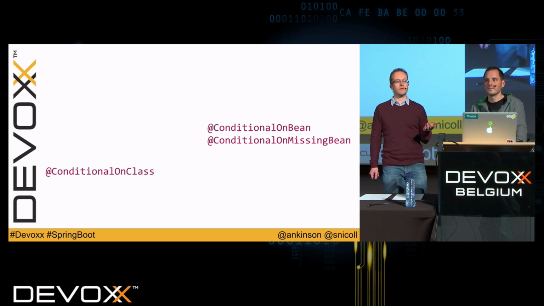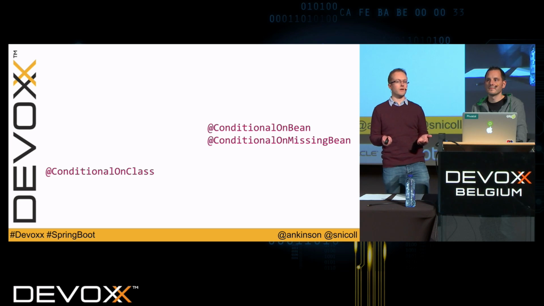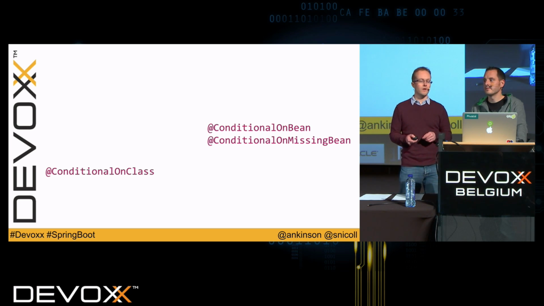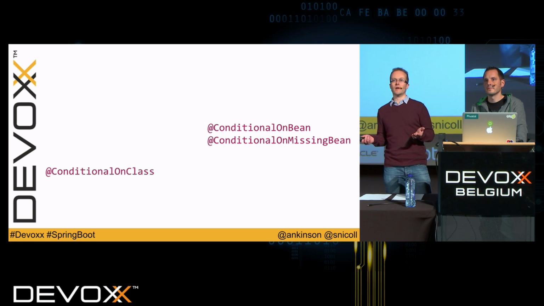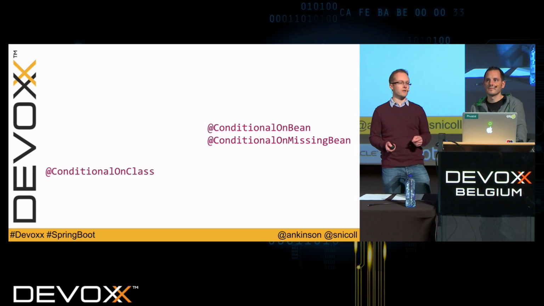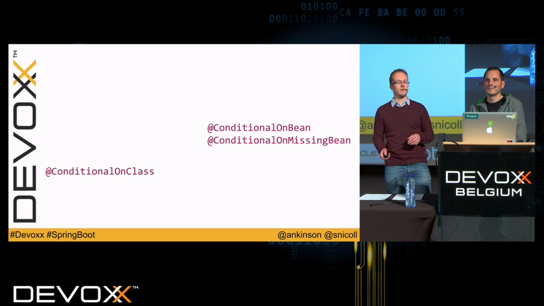So coming along with conditional on missing bean, there's also conditional on bean. That's a way of switching something on if a bean exists in the context, rather than a bean being missing from the context. We make extensive use of this in Spring Boot. For example, we only auto-configure Hibernate if there's a data source bean already available in the application context. If there's no data source, then that's a pretty good signal that you don't really care about any data access type stuff, so we'd switch off the auto-configuration of Hibernate.